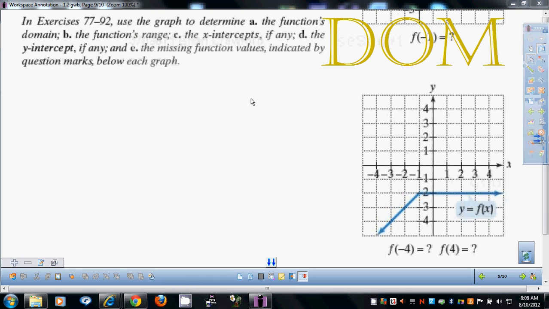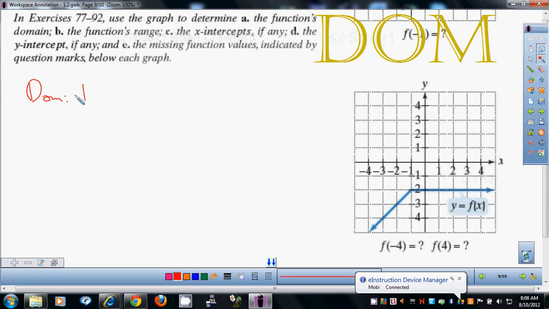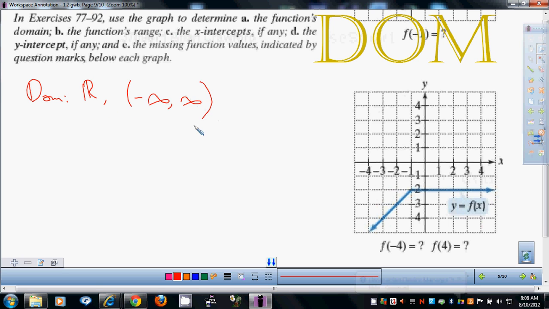So you're right, the domain is all real numbers. Let me show you what that would look like if you wrote it. The cool little symbol for all real numbers. Whoa. Domain. It's like a layered R. All real numbers. Or the way I like to write it, negative infinity to positive infinity.